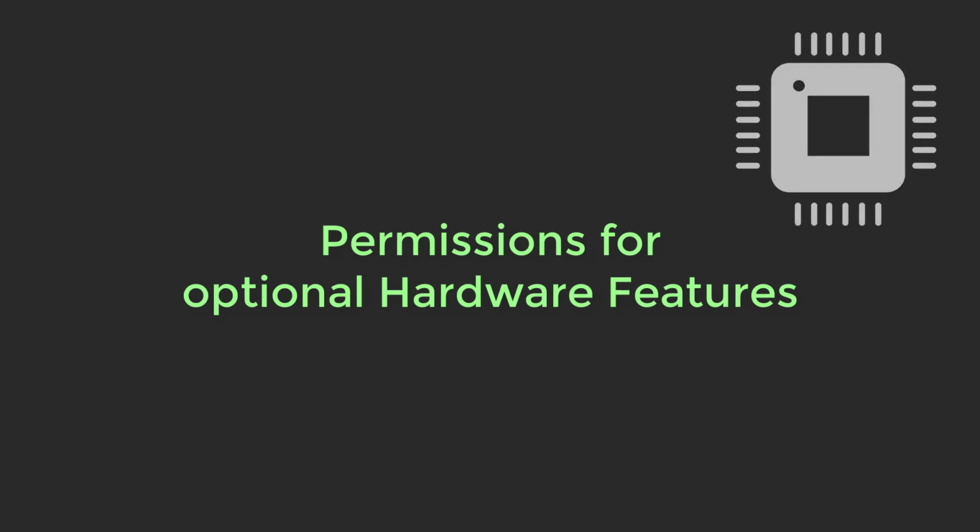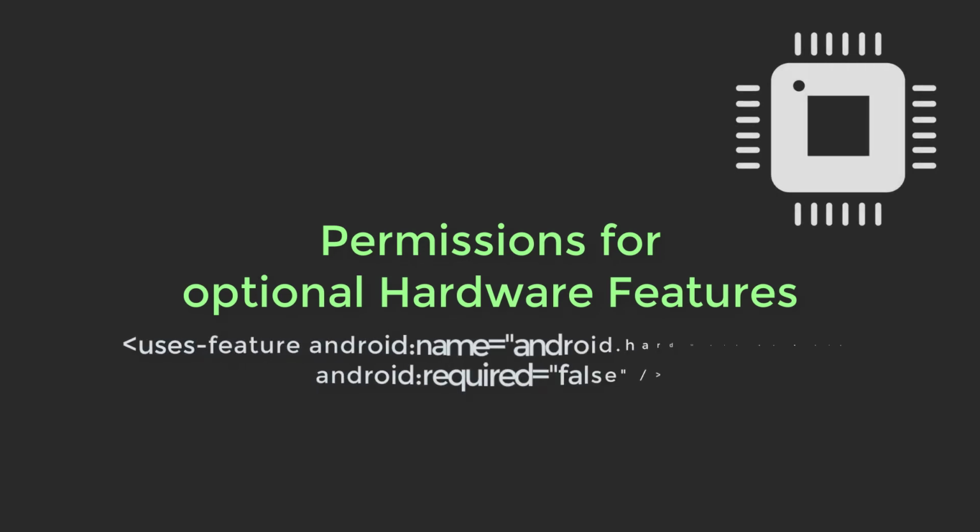So if your application requests the camera permission, it is important that you also include the uses-feature tag in your manifest file to declare whether or not this feature is actually required. As you can see here, this is the line of code that you should add in your manifest file. If you declare android:required as false for the feature, then Google Play allows your application to be installed on devices that do not have that feature.